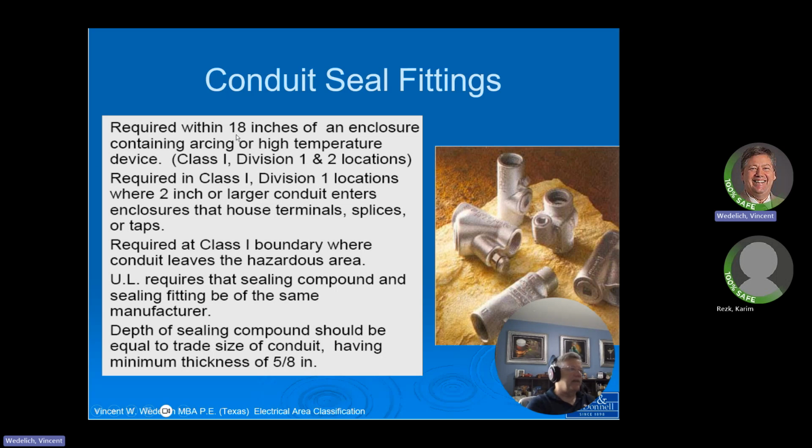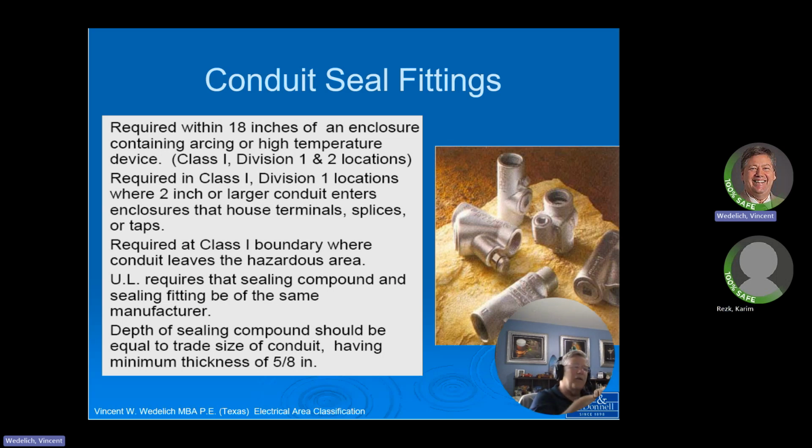They're required 18 inches from the enclosure, if it's 2 inches or larger, conduit enters enclosures that house terminal splices and taps. Seals are also required on Class I Division boundary changes, right? What that means is if you have a general purpose room, a Division 2 room and a Division 1 room, every time you cross that barrier between an area classification change, you need to have a seal.